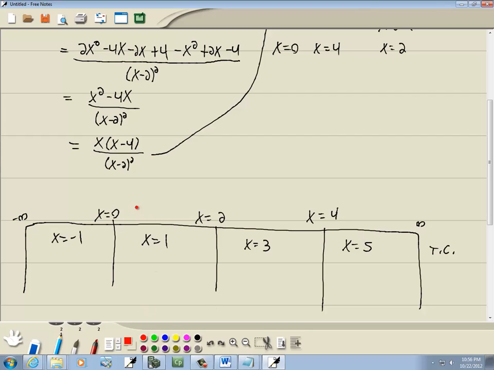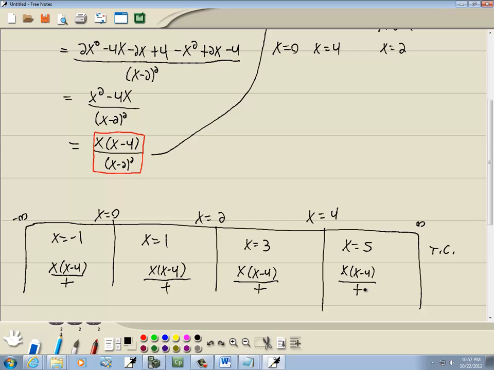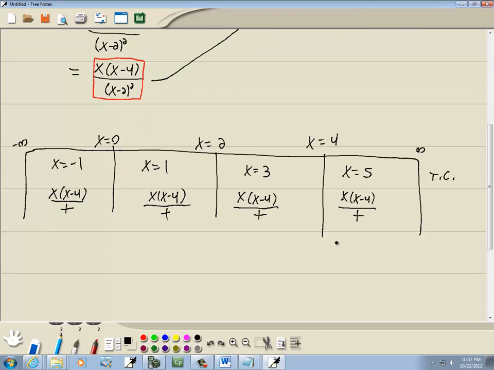Now we want to plug them into our derivative. And probably the easiest one to work with is this one right here. Now look at the bottom part, x minus 2 squared. When you square something, it's always positive. So I don't even need to worry about the bottom part. I'm just going to plug it into the top part. X times x minus 4. Same on all these. The denominator is always positive. All we care about is the sign of our answer. We don't care what the actual value is. Saves you so much time if you keep that in mind.